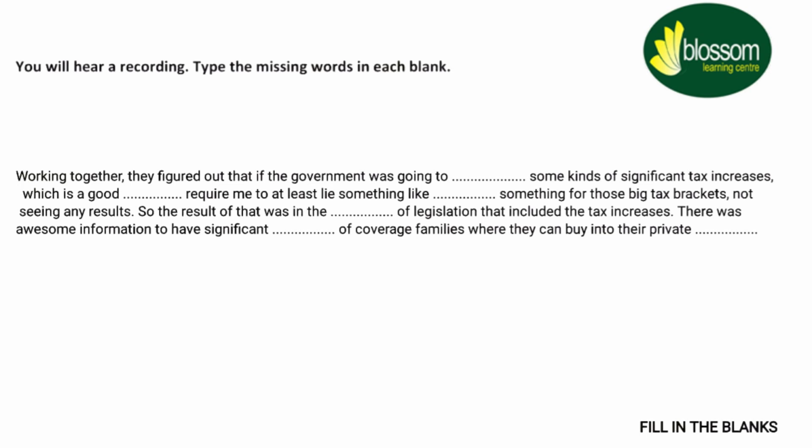Working together, they figured out that if the government was going to propose some kinds of significant tax increases, which is a good strategy, they would require something like getting something for those big tax brackets, not seeing any results. So the result of that was in the package of legislation that included the tax increases. There was some information to have significant expansion of coverage for families where they can buy into private insurance.